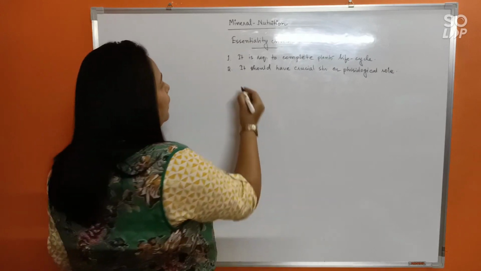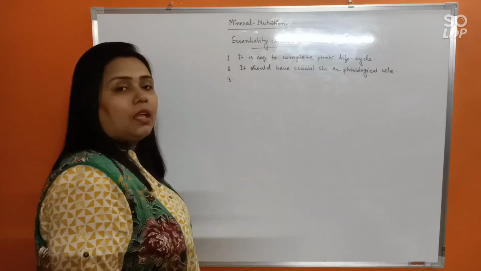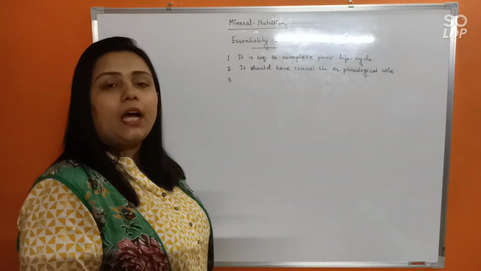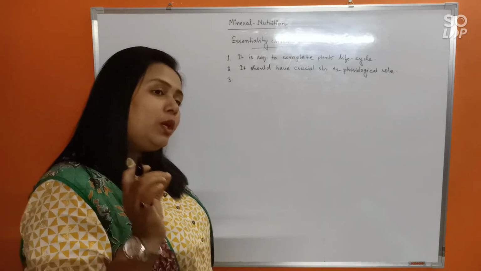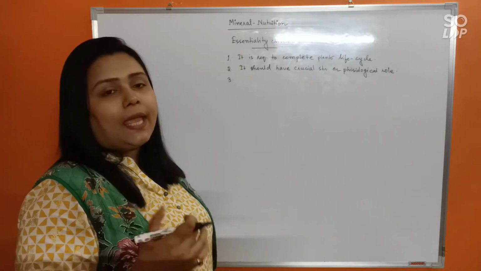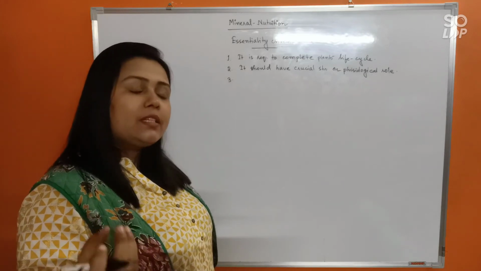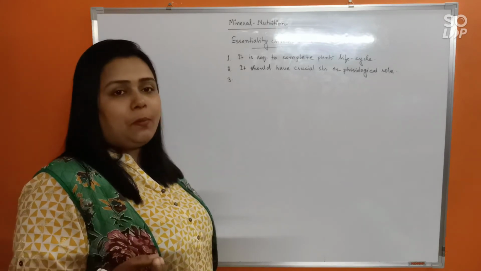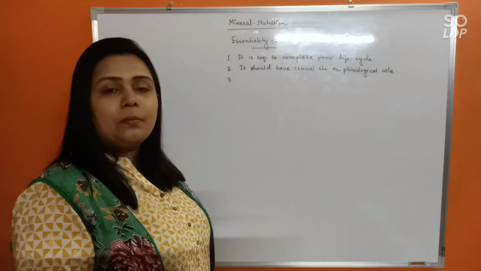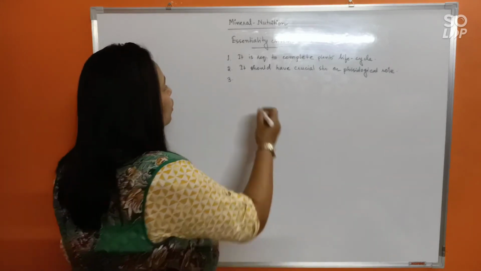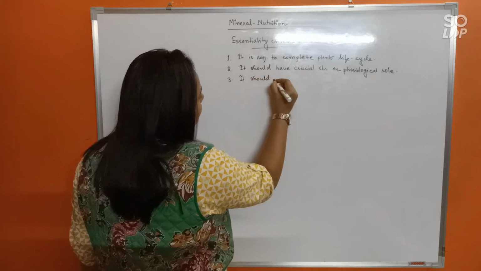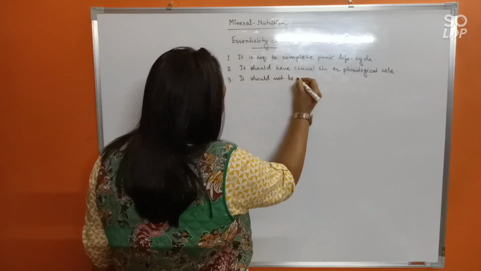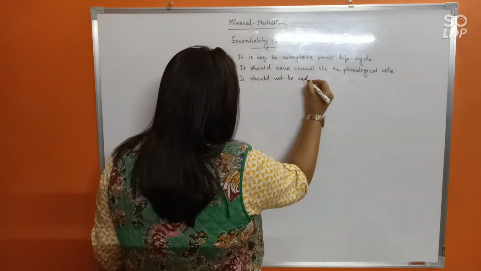Alright. Next, it should not be replaceable by other elements. Like magnesium, that is the only thing that can form the chlorophyll. Phosphorus is the only thing that has to be present in ATP. They cannot simply be replaced, right? So it should not be replaceable.